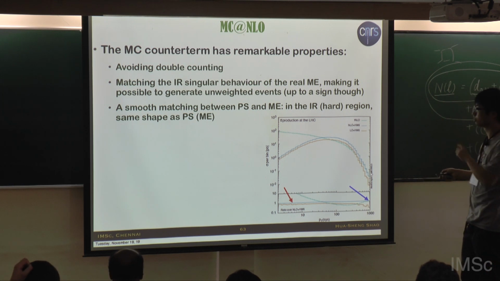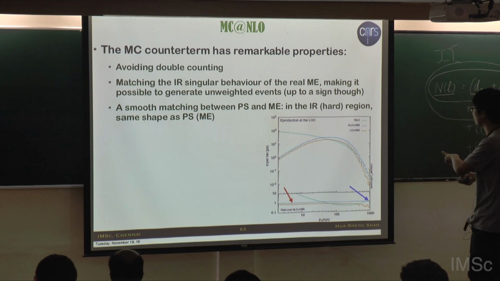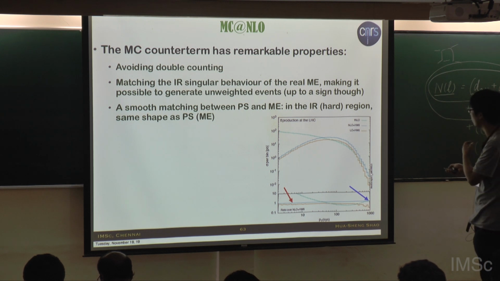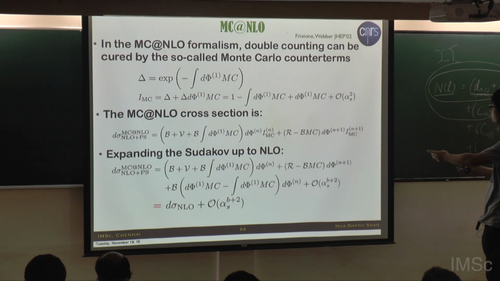And there's also a smooth transition between the parton shower and the matrix elements. The reason is what you constructed in the inference region. You see that from this example. In the inference region, the real part goes to 0 because we match exactly the singular behavior. So in the inference region it is 0, right?